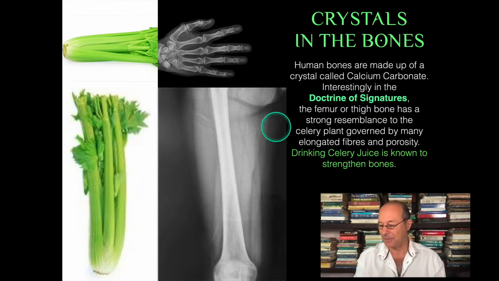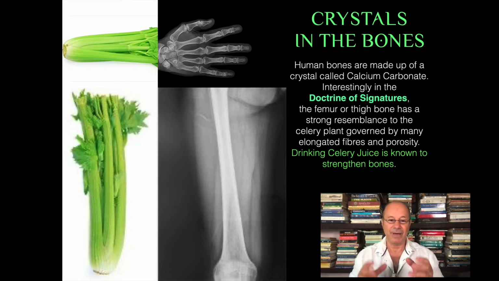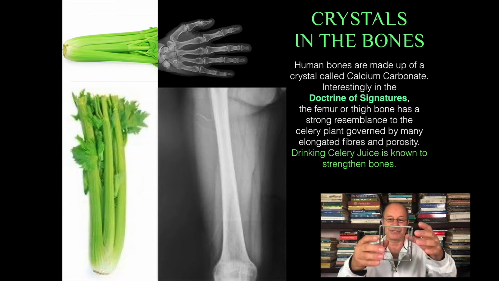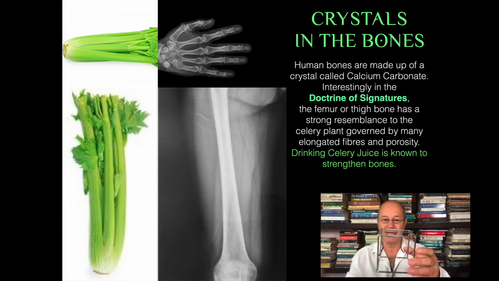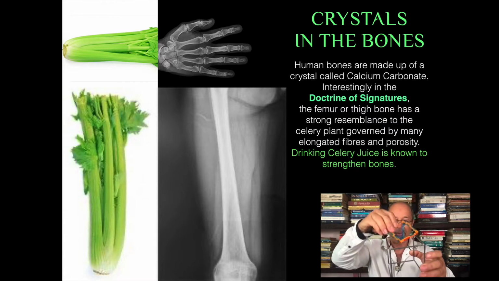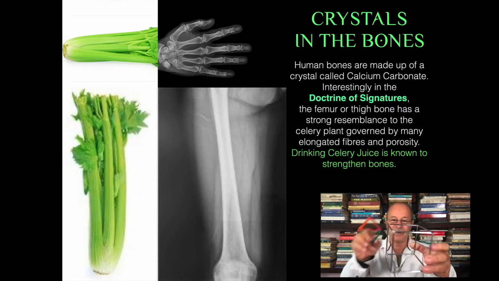Also, we have crystals in the bones. In the doctrine of signatures, we know that a celery stick looks like the human thigh bone. So celery, which is composed of strong, elongated, and porous fibers, on an atomic level is based on the cube. But when we look at the cube, the atomic structure of bones, the crystals in the bones, are based actually on 6 pyramids. So this is called a square-based pyramid. And you can see that from the 6 faces of the cube, there's 1, 2, 3, 4, 5, 6.